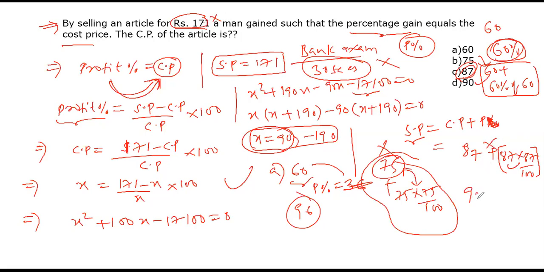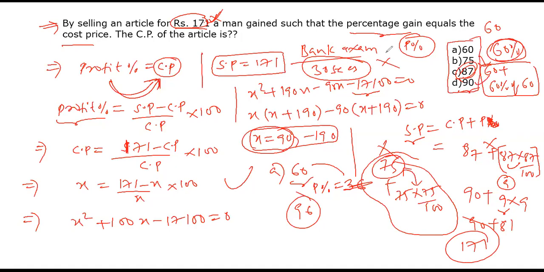Next, 90 plus, what is 90% of 90? 10% of 90 is 9. So what is 90% of 90? It's nothing but 9 into 9, because 10% is 9. So 90 plus 81, the value is 171. Satisfied? So if this type of question occurs in bank exams, you can simply go by options.